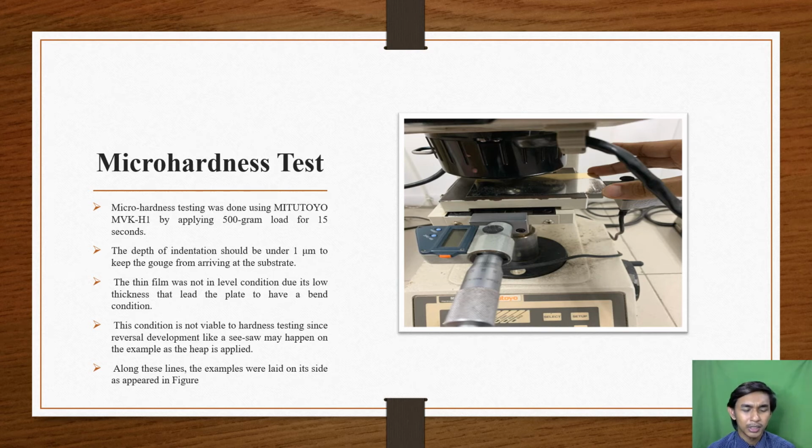So for this condition, it is not viable for hardness testing since a seesaw-like movement may happen on the sample as the load is applied. So along this line, the sample will lie on its side as appears in the figure.